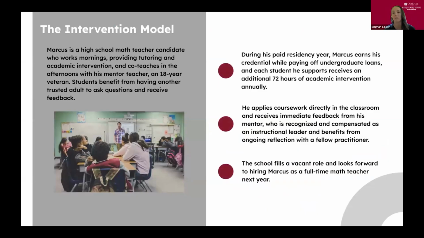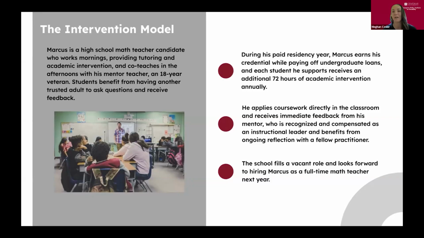So let me share a little bit about how this looks. This is an example from one of the districts that we worked with here in California. Marcus is a high school teacher candidate, and they do a block schedule here. He's working in the mornings, providing tutoring and academic intervention. If you think about a 4-period block schedule, he's spending 2 of those periods being paid as an interventionist. He's gotten some training. And then for 2 additional periods, he's co-teaching with his mentor teacher, who is a long time teacher. This mentor teacher had never had a teacher candidate before in their classroom, so it was something he felt ready to do.